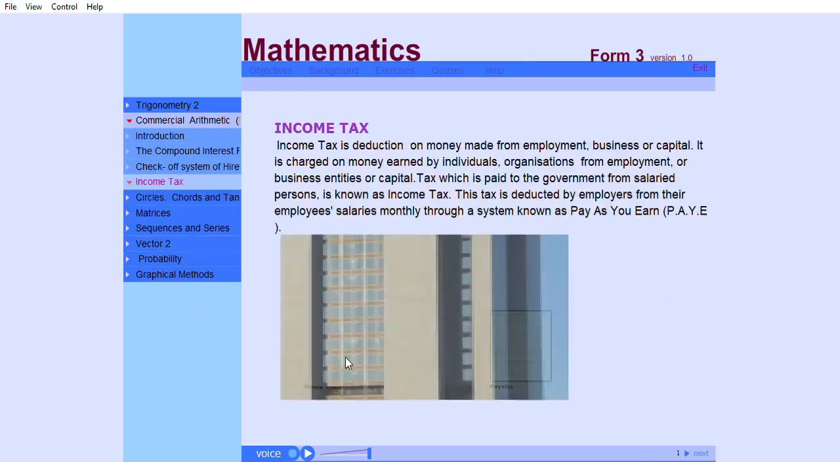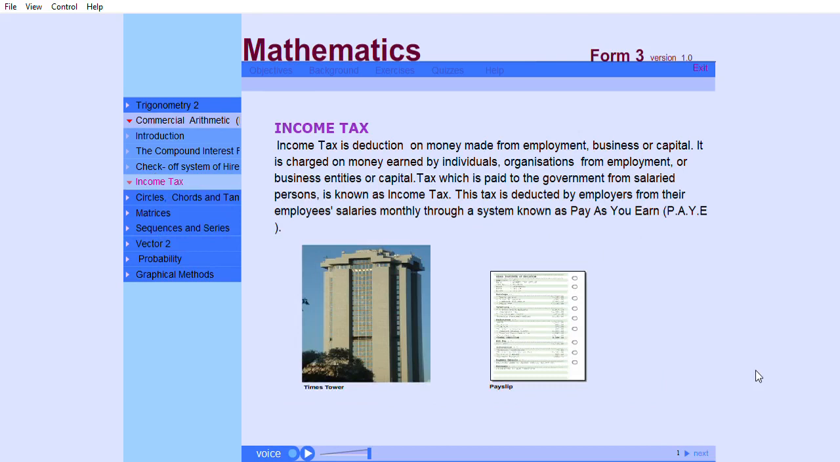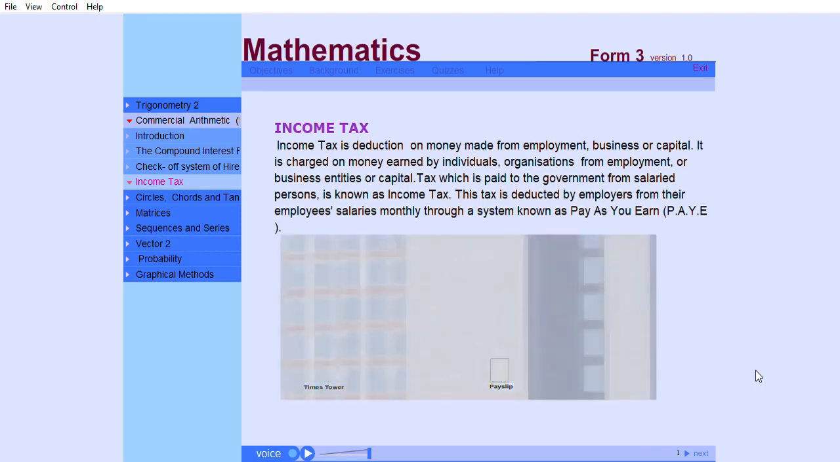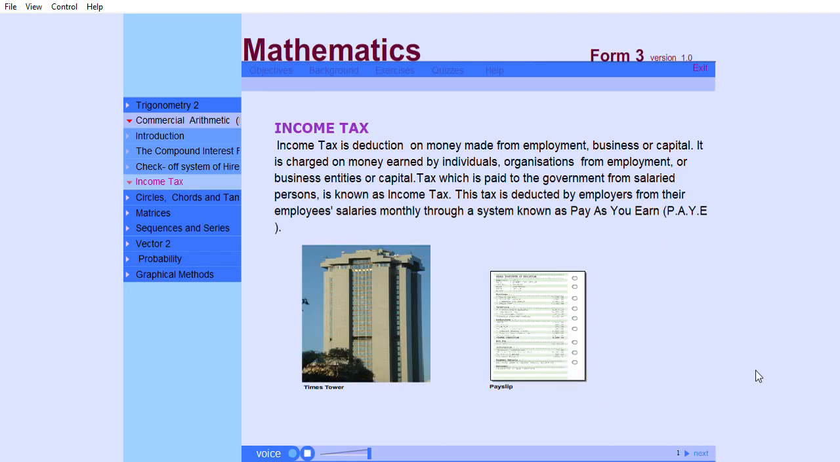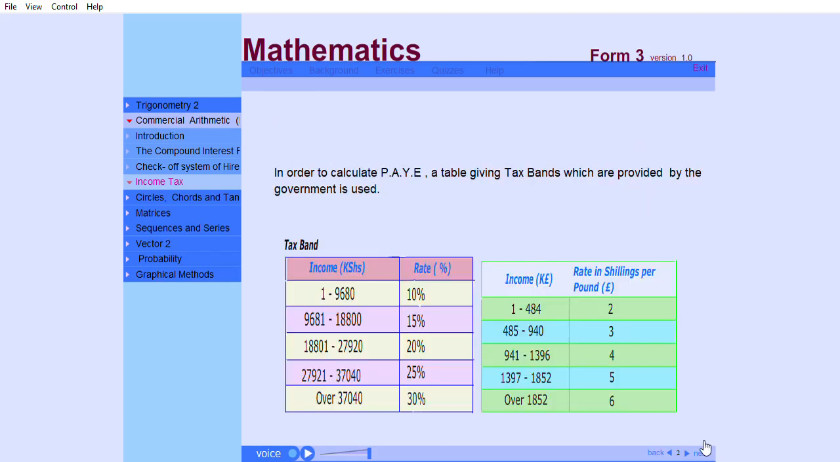Income tax. This is tax paid on money made from employment, business, or capital. Tax paid to the government from employment, that is, salaried persons, is known as pay as you earn. In order to calculate pay as you earn, we use tax bands, which are provided by the government.